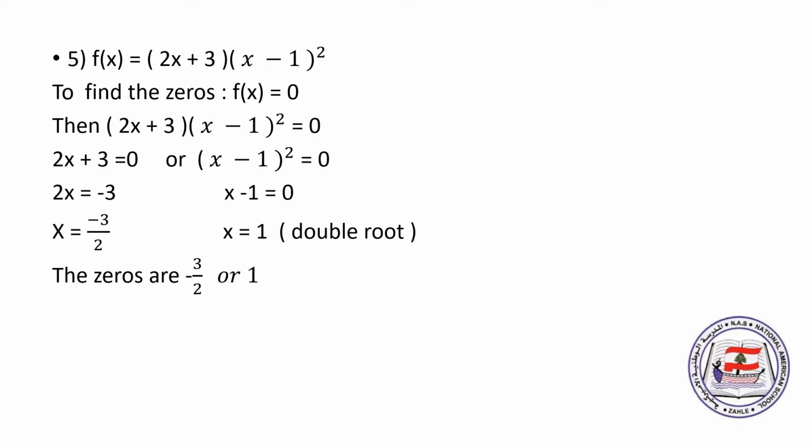In number 5, the polynomial is also given in the factorized form, 2x plus 3 into x minus 1 squared. So we can directly take the whole expression equal to 0. Taking each factor equal to 0, we write 2x plus 3 equal to 0, or x minus 1 squared equal to 0. Solving each equation, 2x equal negative 3, so x equal negative 3 over 2. And the second equation gives x equal 1 as a double root. So for the third degree polynomial, we have two zeros, negative 3 over 2 and 1.